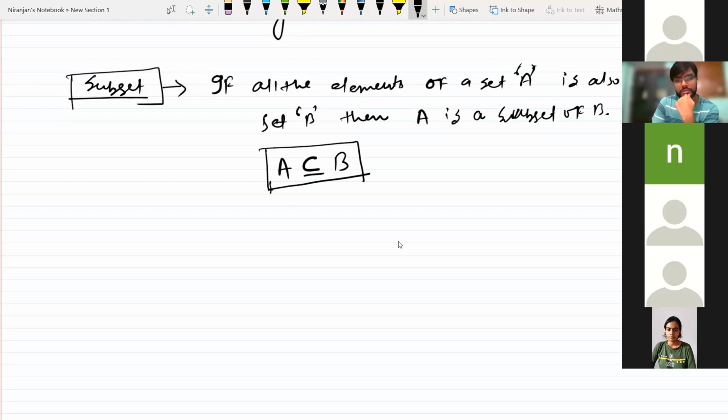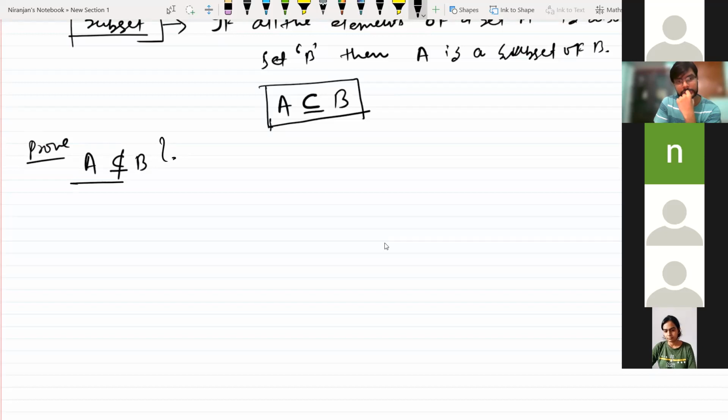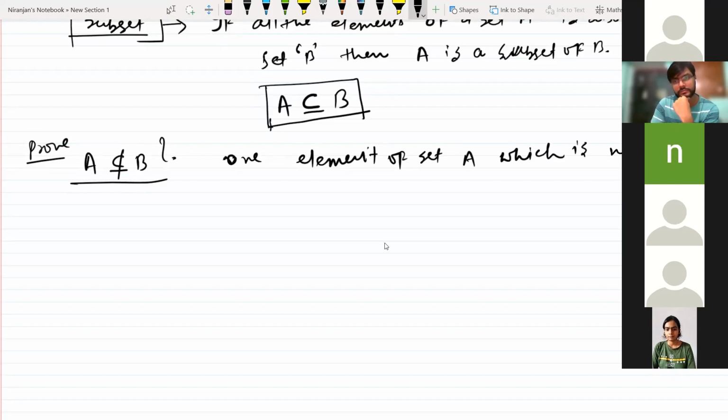Okay. So if you have to prove that A is not a subset of B, you just need one element of set A which is not in set B, right? So you just need to show that one element is in set A but not in set B. That way you can say that A is not a subset of B.